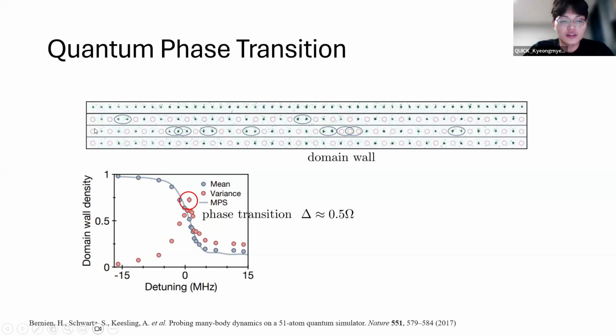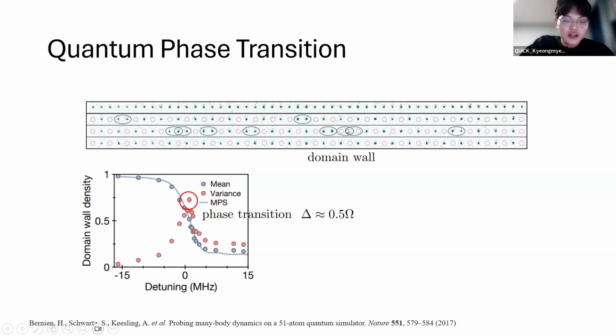This is an ordered domain. Sorry, ordered domain. This is an ordered domain. But these domains are separated by domain walls that consist of two neighboring atoms in the same electronic state, either ground or Rydberg. So this is the domain wall of ground, and this is the domain wall for the Rydberg state.